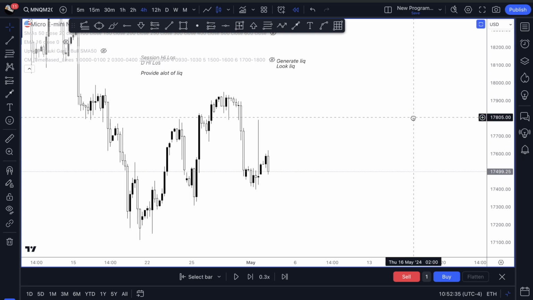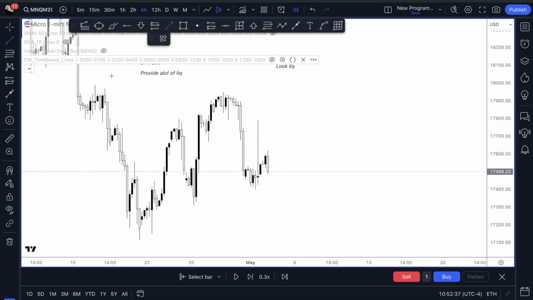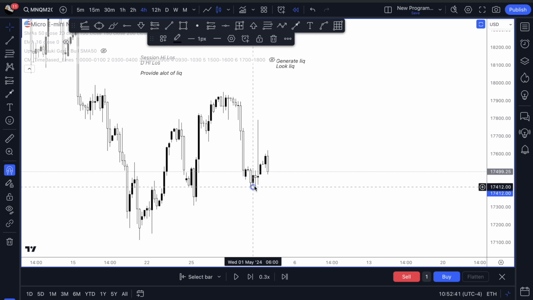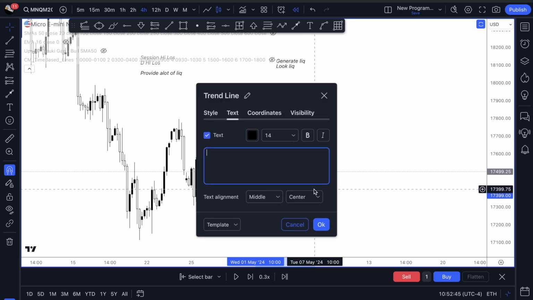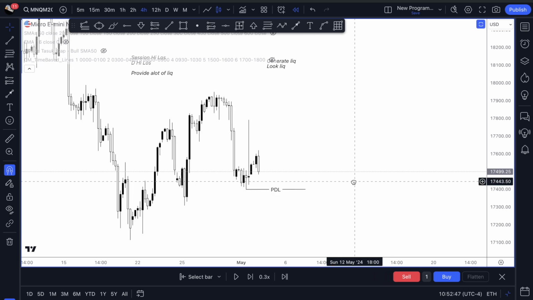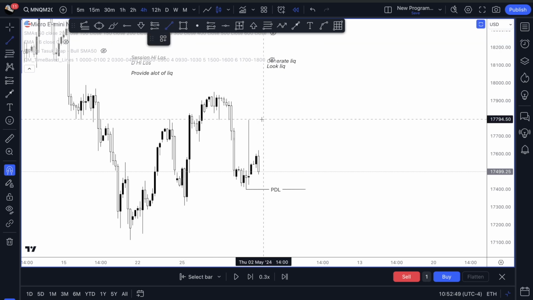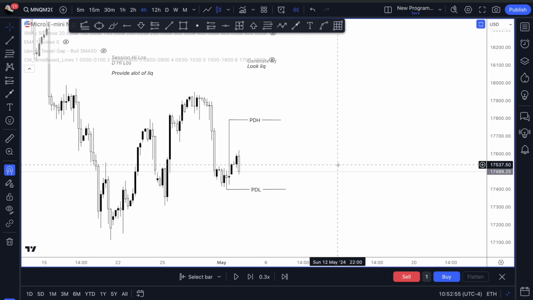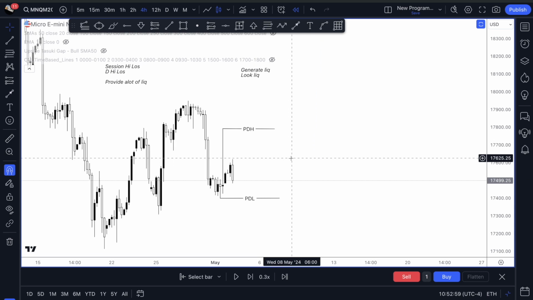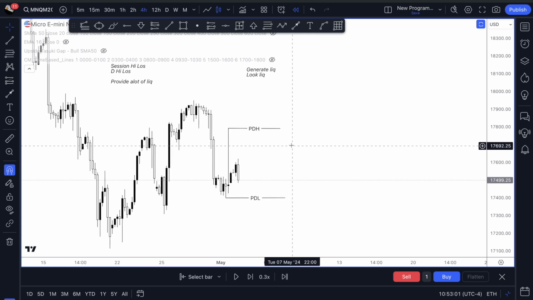Now, coming into session right here, we're going to mark off the previous daily low. We're going to come over here and mark off this previous daily high. We're just marking off our key levels right here, and now we're going to see what price could possibly do.